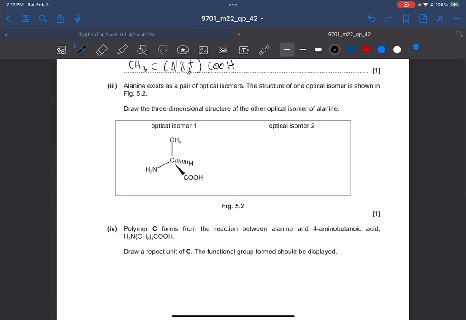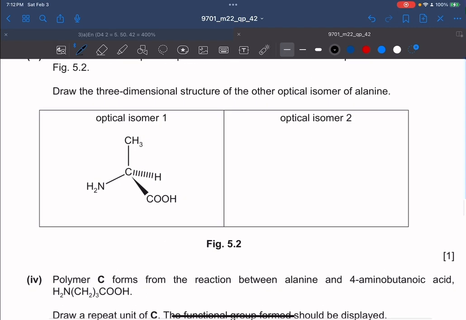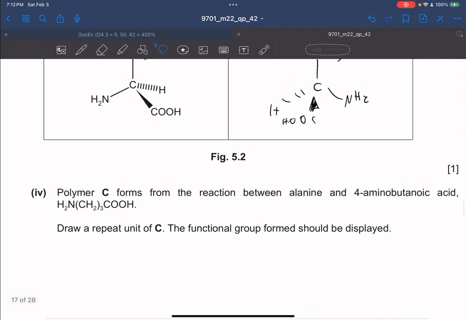Alanine exists as a pair of optical isomers. The structure of one isomer is shown. Okay, so again, this is very similar to what we did up top. It's going to be a mirror image. If you don't mess up on these, this could be a couple of easy marks to score. Let's just do it like that to show it's mirrored. I would also do, oh sorry, this is in the middle, no need to mirror. Okay, everything should be good there.